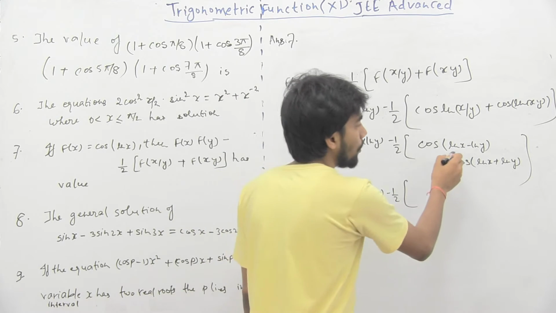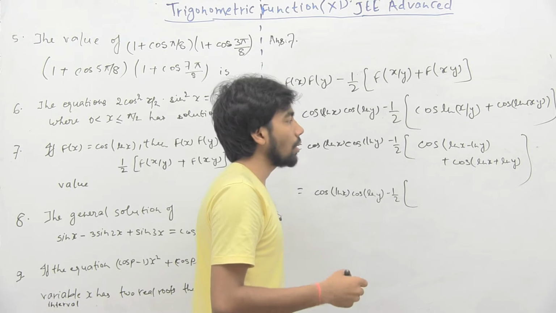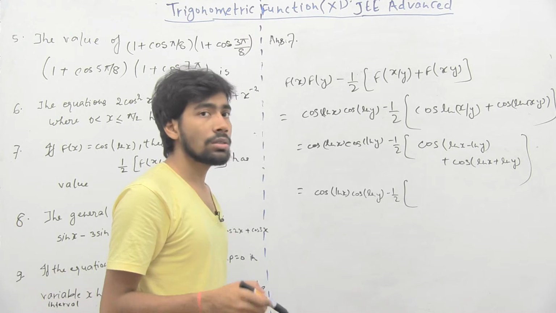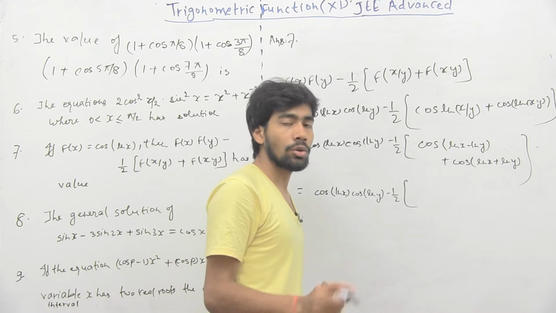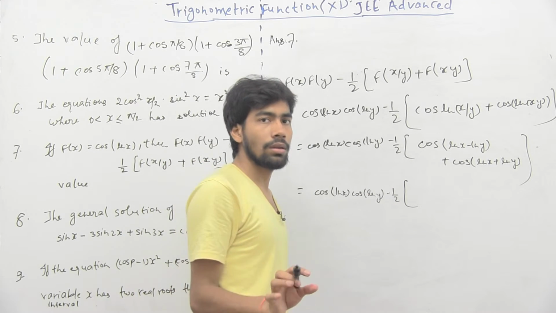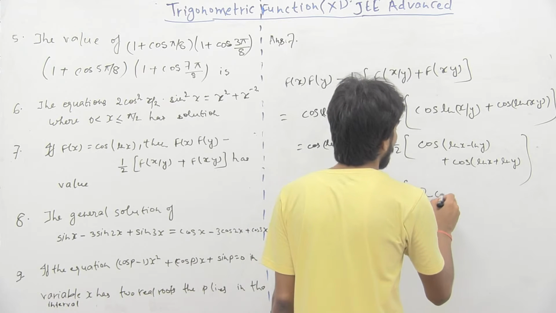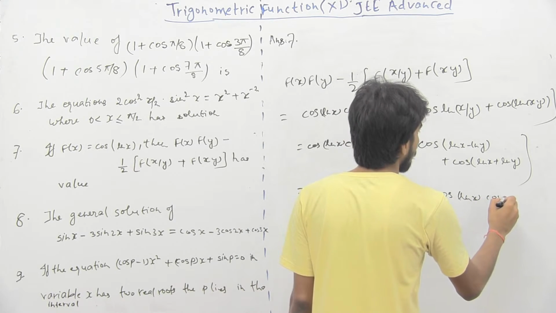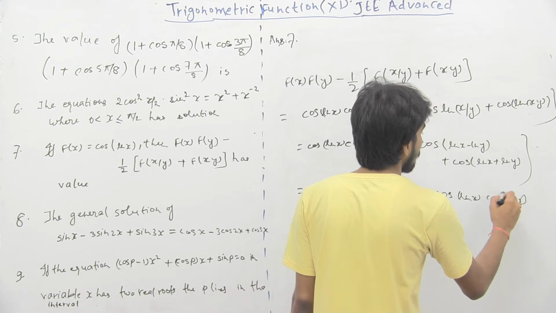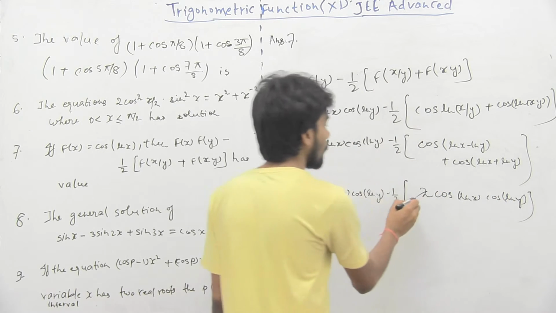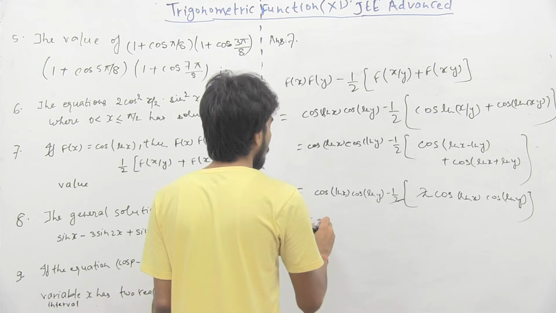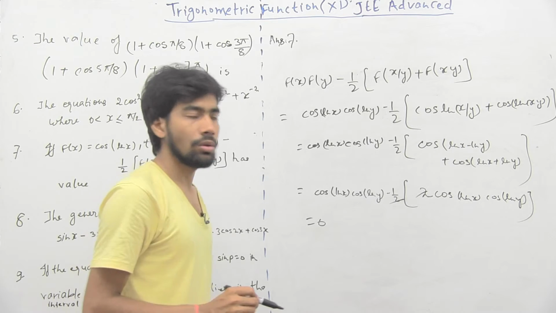Now this is in the form of cos (a minus b) plus cos (a plus b). So it will give you 2 into cos a cos b, because sin a sin b will get cancelled. So 2 cos of ln x and cos of ln y. We can cancel this 2, so it will give you 0.